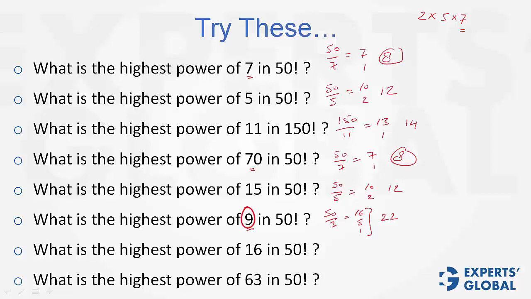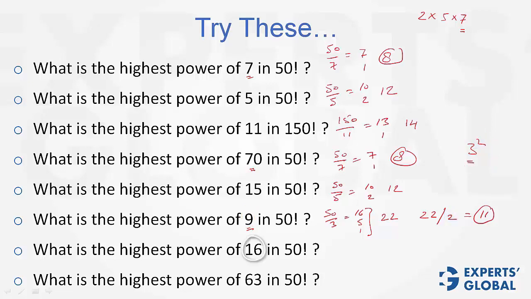It's about 9. 9 means 3 square. So to get 9, we need a pair of 3's. So the answer is not 22. The answer is 22 divided by 2, which is 11. 11 is the correct answer.